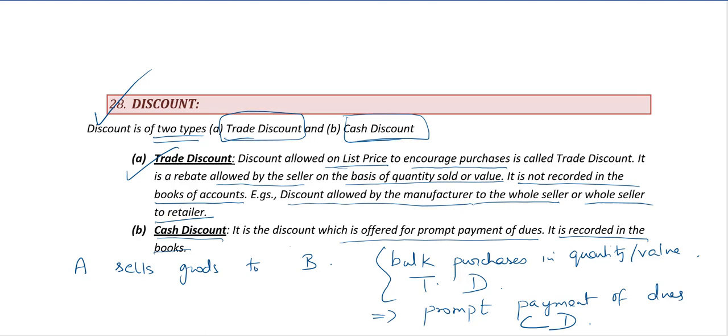So any discount which is given for bulk purchases in quantity and value, that is called trade discount, and trade discount is not recorded in the books. Any discount which is given because the buyer is going to make prompt payment of amount due, that is called cash discount. Cash discount is recorded in the books of accounts.